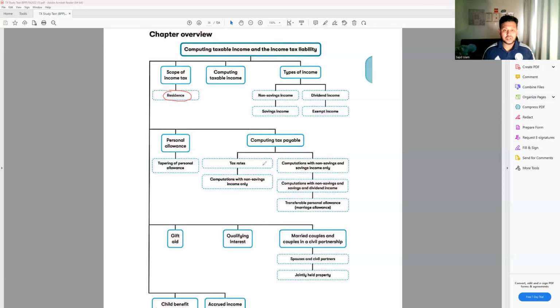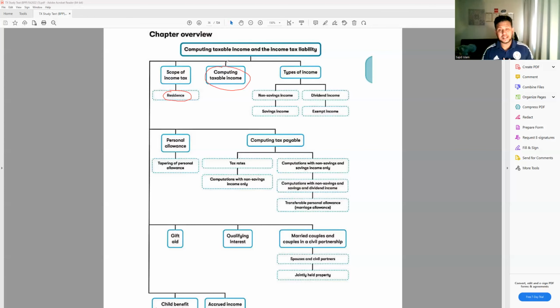The next one we're going to look at is computing the taxable income. Here we're going to look at what types of income are taxable. Some income may not be taxable. If it is exempt income, we do not consider it as taxable income. So we only take it if the income is taxable.